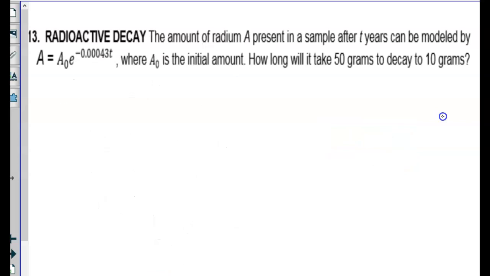Well, maybe not. Application. The amount of radium A present in a sample after T years is given by this crazy formula where A sub 0 is the initial amount. So how long will it take 50 grams to decay to 10 grams? Which of those is A sub 0? 50. Yes, this is the original amount. This is the amount we want to have at the end.